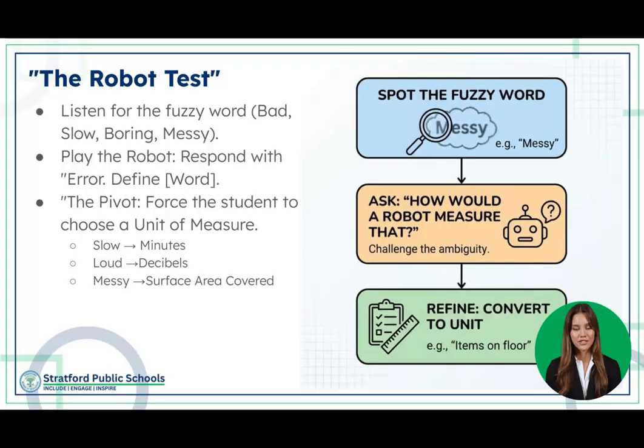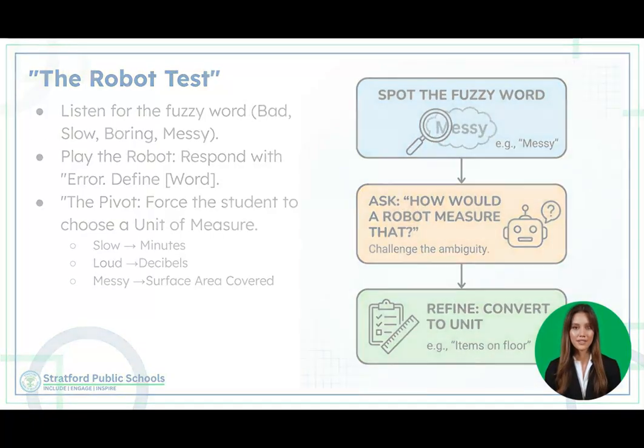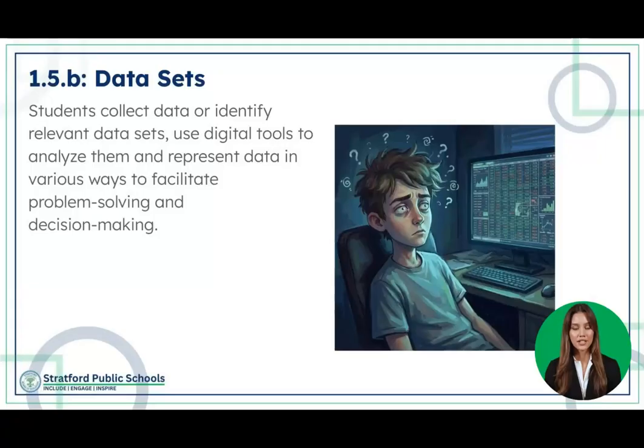Droop angle is a variable. Moisture level is a variable. Once they pass the robot test, then they are allowed to open the Google Doc and start solving. Now that the problem is defined, we need to collect and analyze the info. This is 1.5b, data sets.